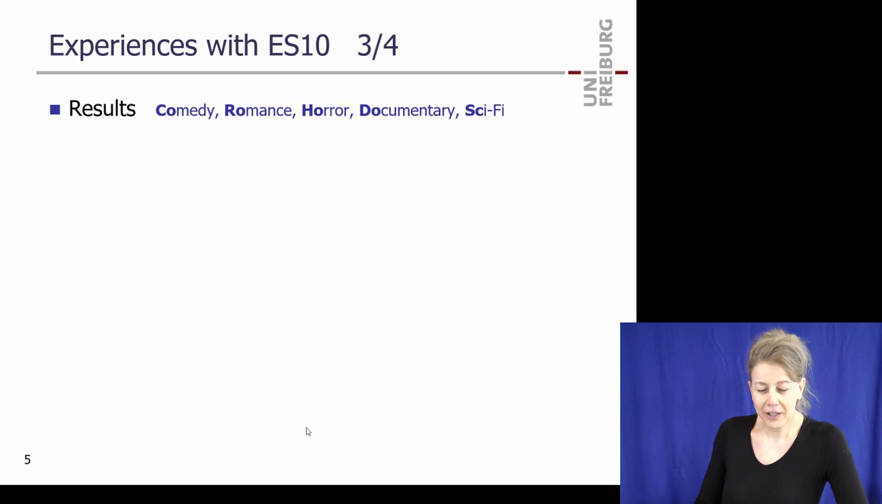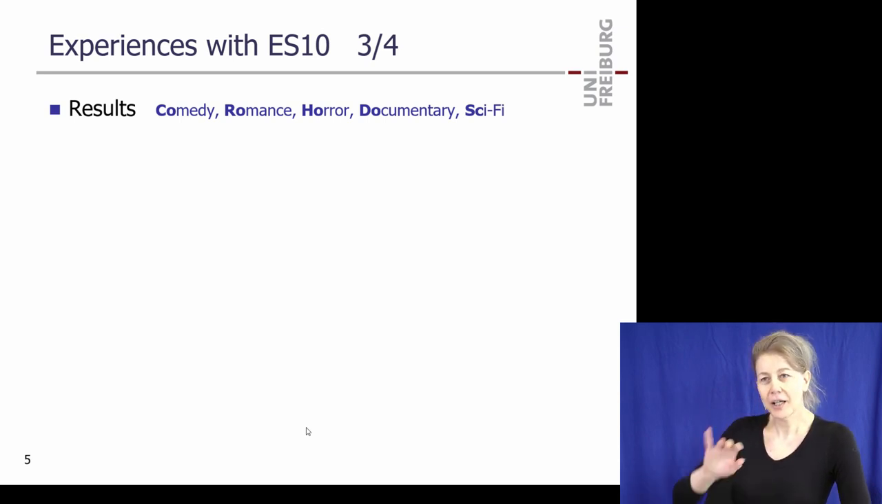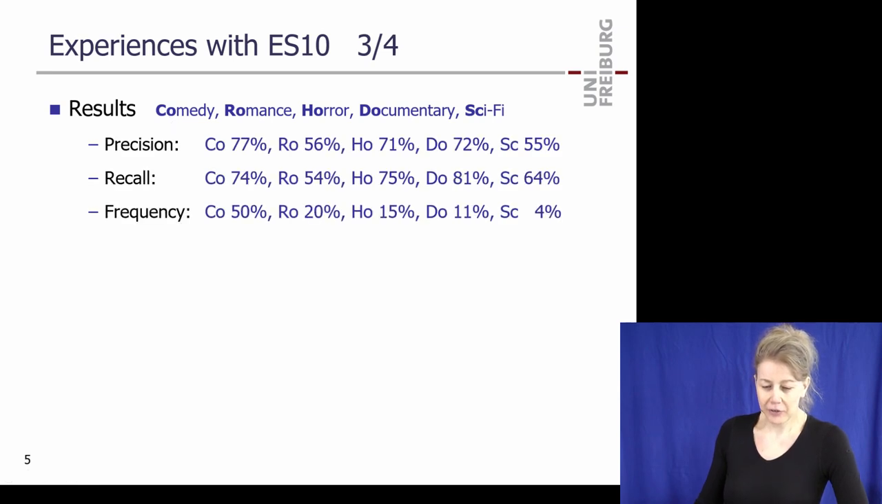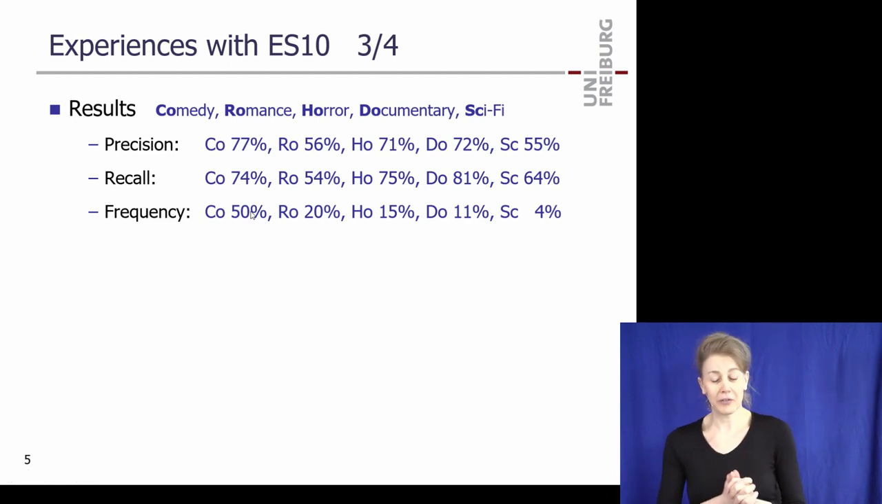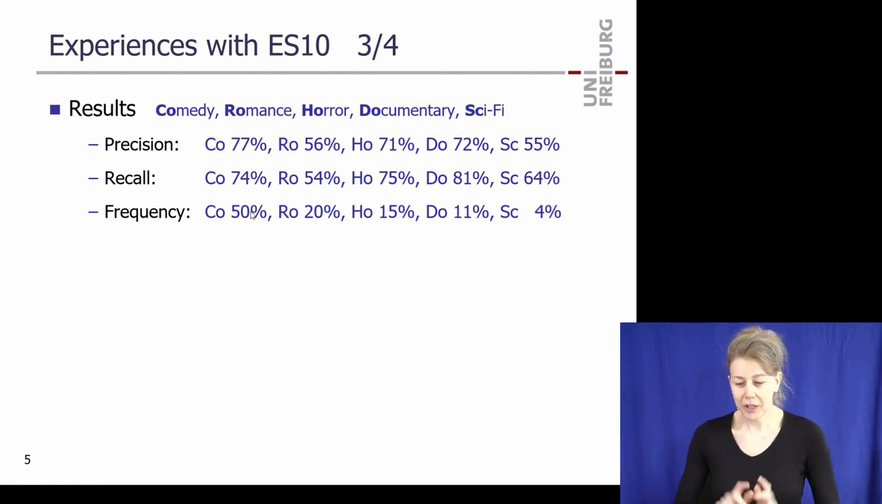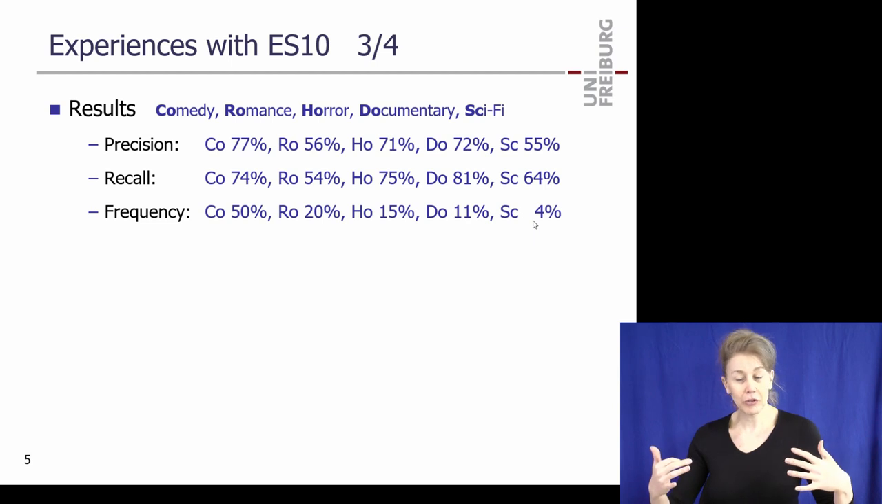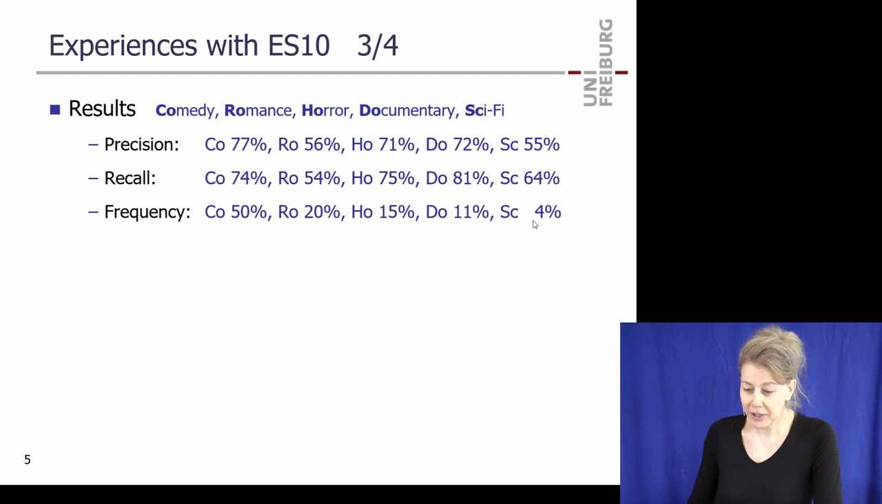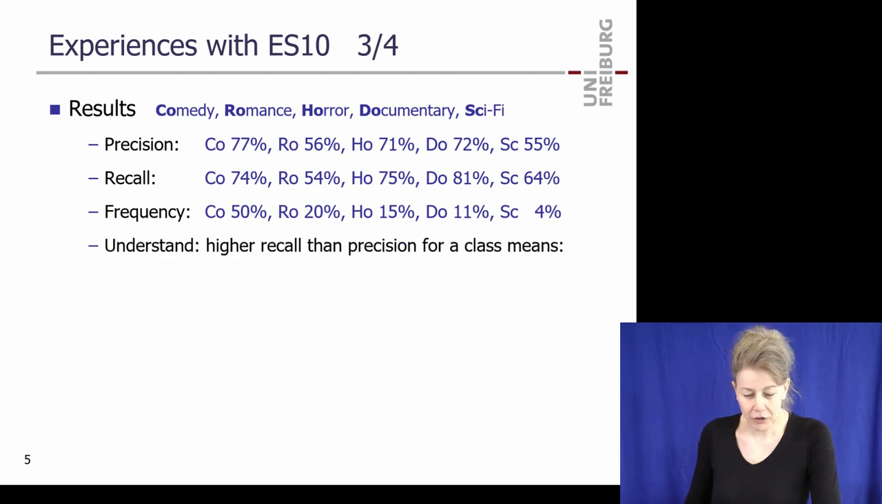So here are results for the exercise sheet 10. We had 5 genres. I don't show the data again. It was movie descriptions from IMDb. We picked these 5 classes. Here were the results. The frequencies were interesting. Half was comedy. We did this on purpose because it's very common in learning that you have an uneven distribution. So you had a lot of comedy, but only 4% science fiction. And actually, also interesting, it was the distribution from IMDb. So you have a lot of comedy there and not so much science fiction.